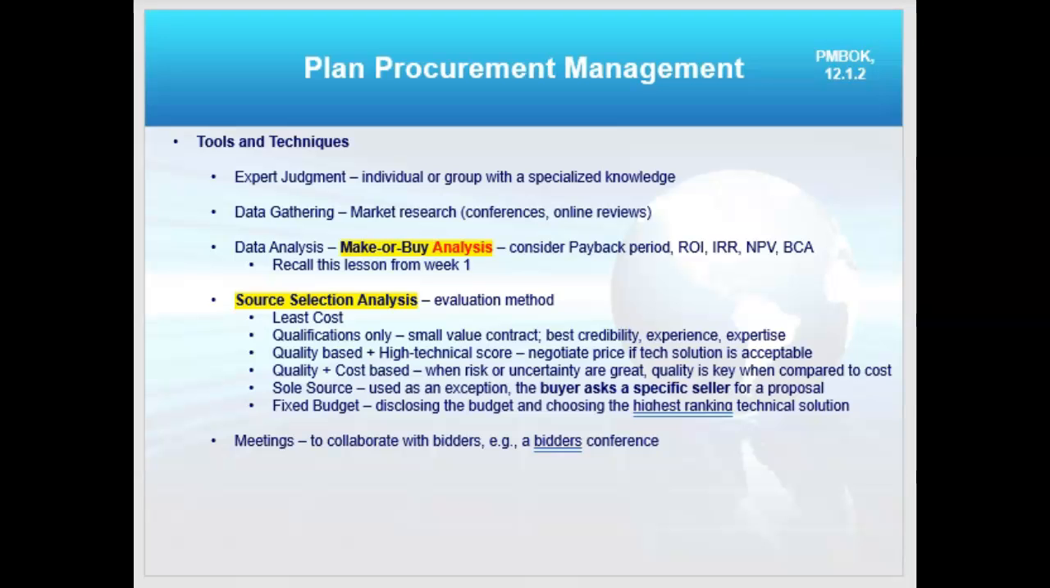Now, then we'll do a source selection analysis. We'll put into the procurement management plan what our driving factors are. Is it least cost? Is it based on qualifications? Is it based on quality plus cost? Is there a sole source out there, right? When I ask for a specific seller, for example, do I have a fixed budget? These are all things I want to work into the procurement plan.